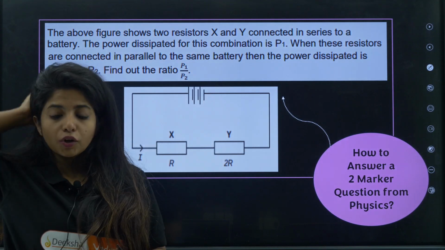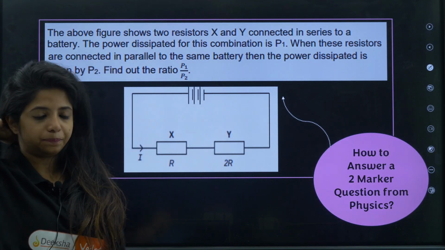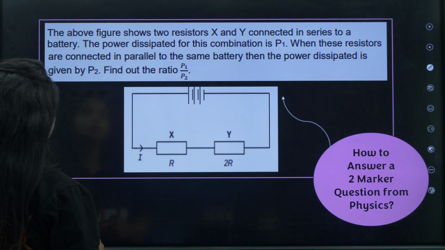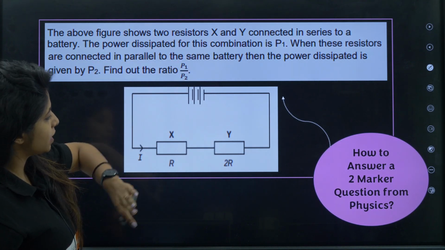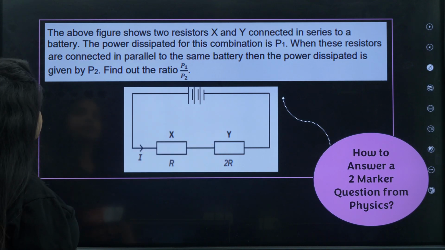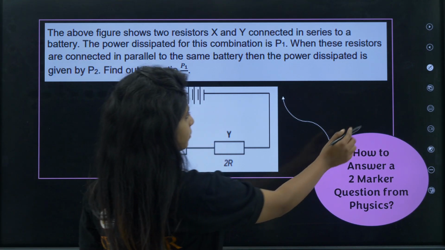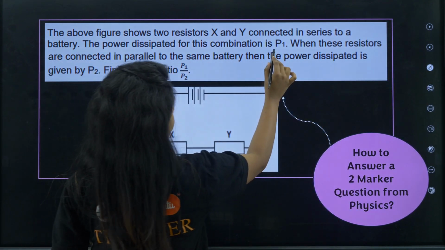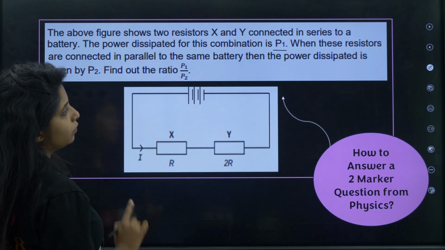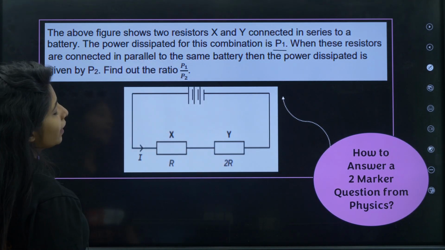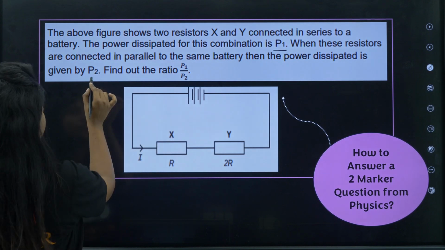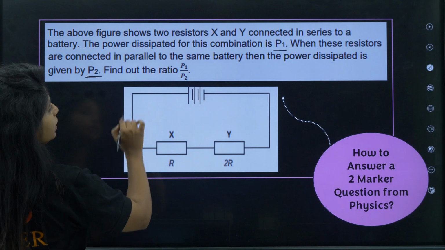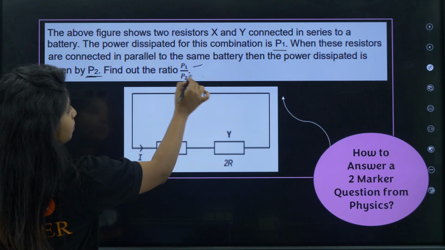So how to answer a 2-marker question from physics? Chalo, let's see. The above figure shows 2 resistors X and Y, connected in series to a battery. The power dissipated for this combination is P1. When these resistors are connected in parallel to the same battery, then the power dissipated is given by P2. Find out the ratio of P1 by P2.